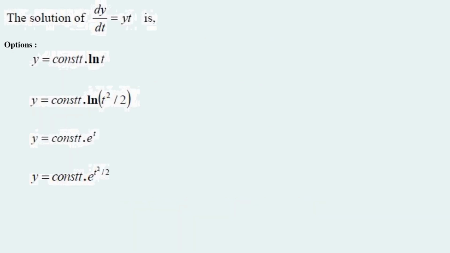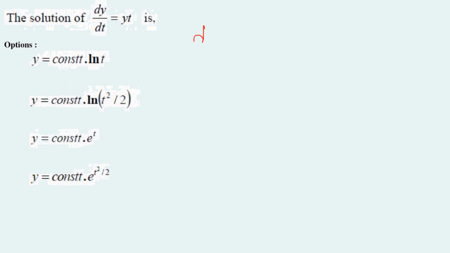Hi, let's have a look at this question. Here an equation is given, that is the derivative of y with respect to t is given as yt. We need to find the solution of the given equation. Let's write it by using the variable separable method.